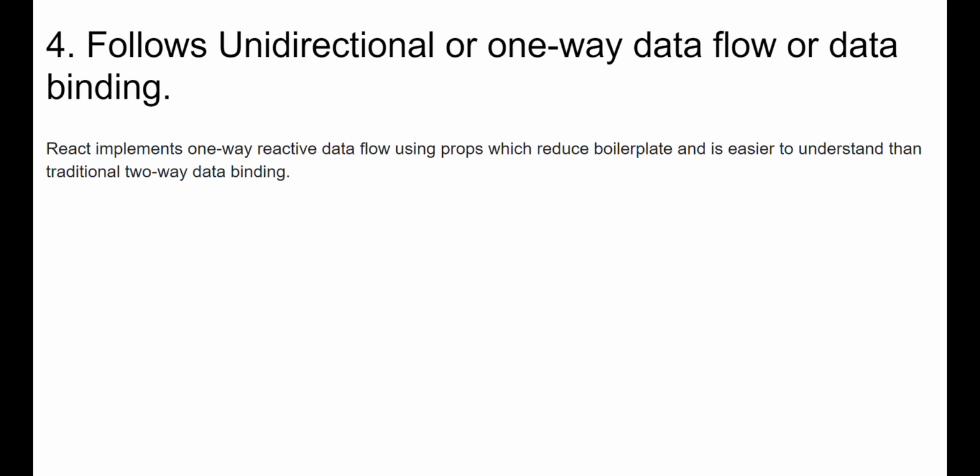And the next part follows a unidirectional or one-way data flow or data binding. So React implements one-way reactive data flow using props, which reduces boilerplate and is easier to understand than traditional two-way data binding. So if we still remember, Angular is actually using two-way data binding, and this is the difference.